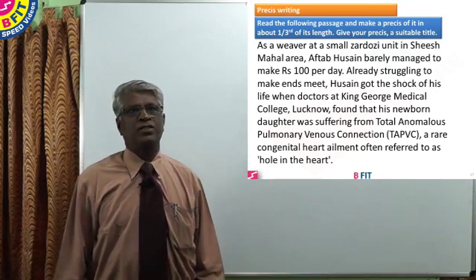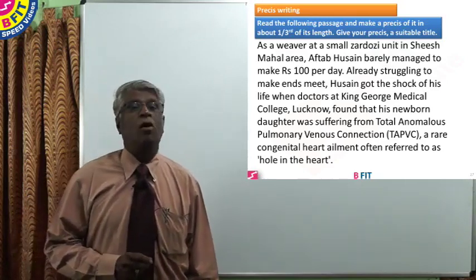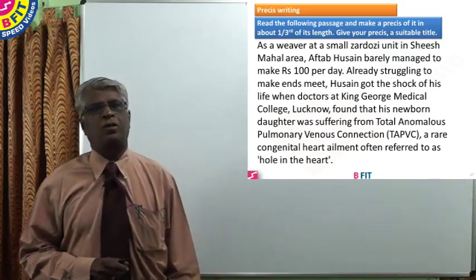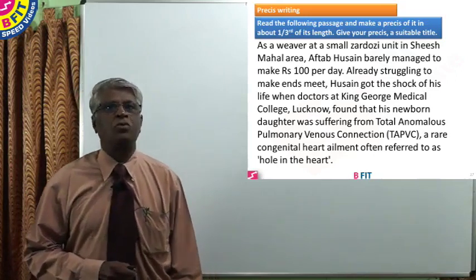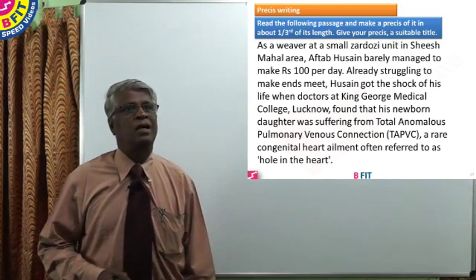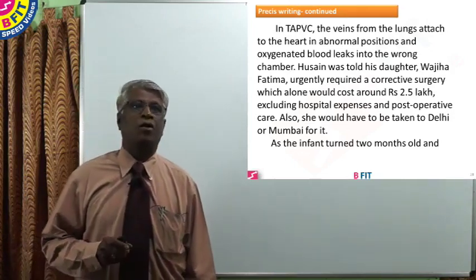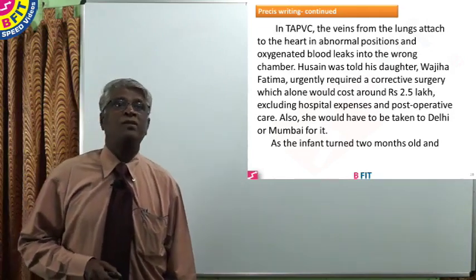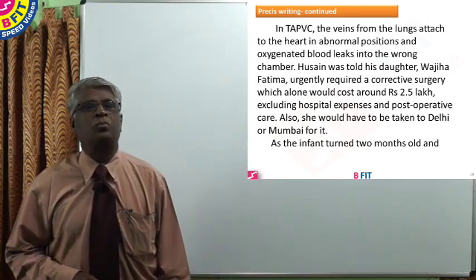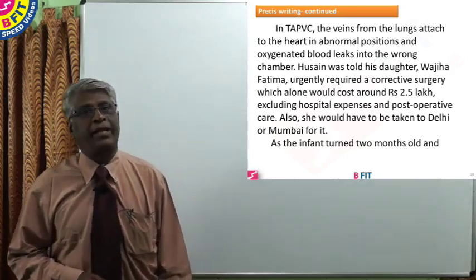As a weaver at a small Zardozi unit in Sheesh Mahal area, Aftab Hussain barely managed to make ₹100 per day. Already struggling to make ends meet, Hussain got the shock of his life when doctors at King George Medical College, Lucknow, found that his newborn daughter was suffering from total anomalous pulmonary venous connection, a rare congenital heart ailment often referred to as hole in the heart. In TAPVC, the veins from the lungs attach to the heart in abnormal positions and oxygenated blood leaks into the wrong chamber. Hussain was told that his daughter Wajiha Fatima urgently required a corrective surgery which alone would cost around 2.5 lakh, excluding the hospital expenses and post-operative care. Also, she would have to be taken to Delhi or Mumbai for it.